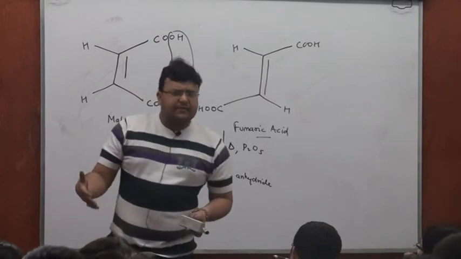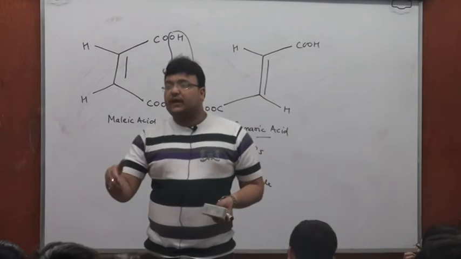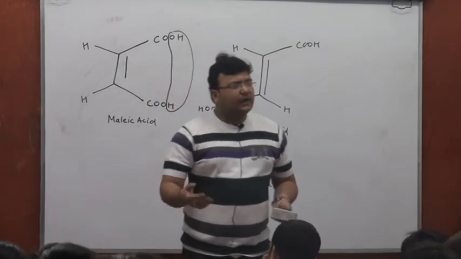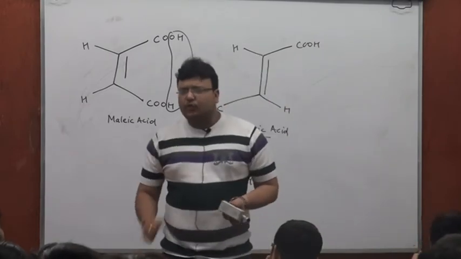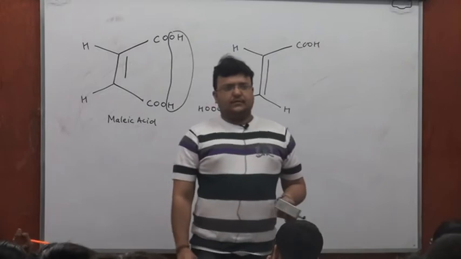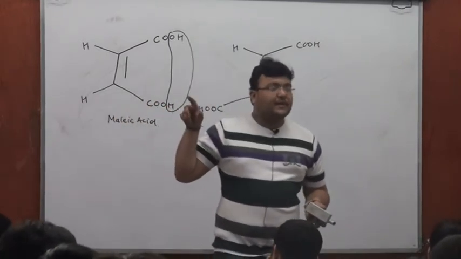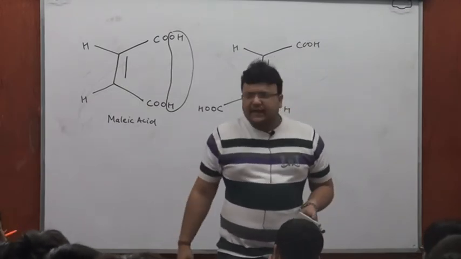Now they're going to be weak acids, I told you. Between organic and inorganic acids, organic acids are always going to be weaker acids. Organic bases are going to be weaker bases. They're not going to be as strong as their inorganic counterparts. So if they are weak acids, you'll have a dissociation constant, Ka, coming into the frame. So they'll have a Ka1 and Ka2.